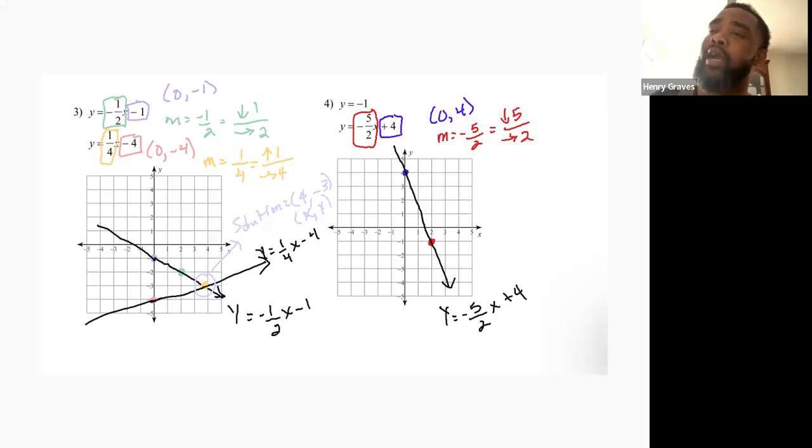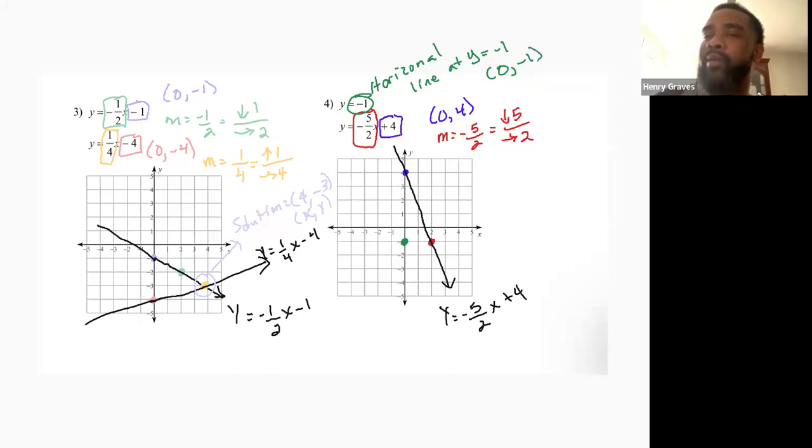Now I'm going to graph this guy here. Okay. So all the y numbers are going to be -1. So I'm actually going to have a horizontal line at y equals -1. So I'm going to find -1 right here, put a dot there. That's going to be my 0, -1. I'm going to draw a horizontal line all the way across.